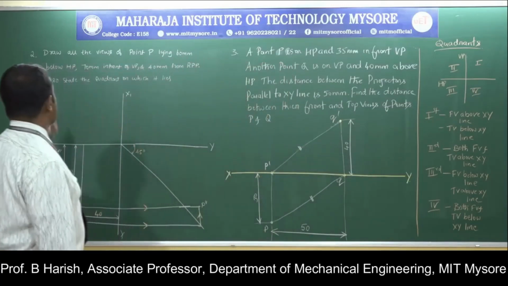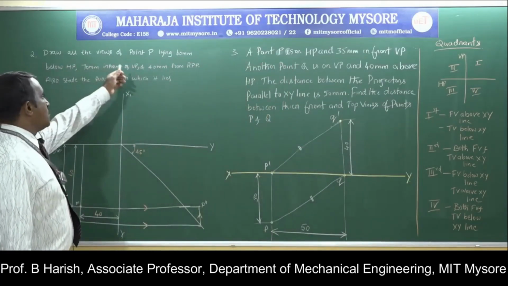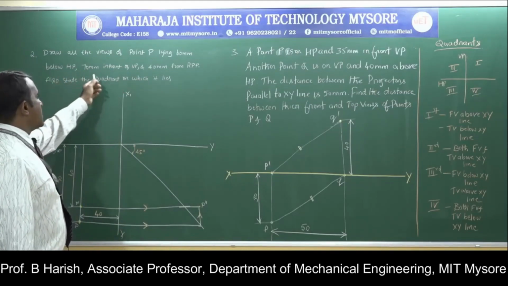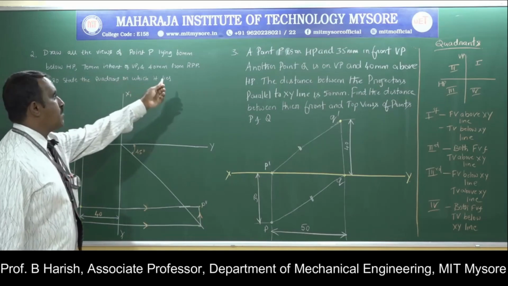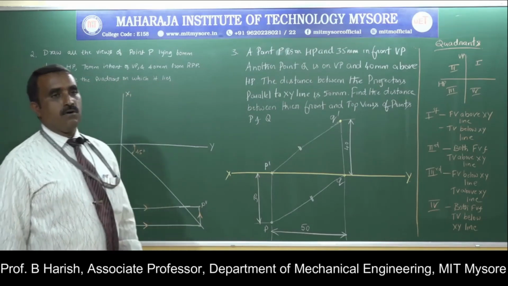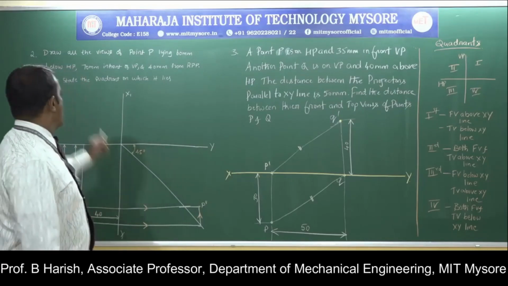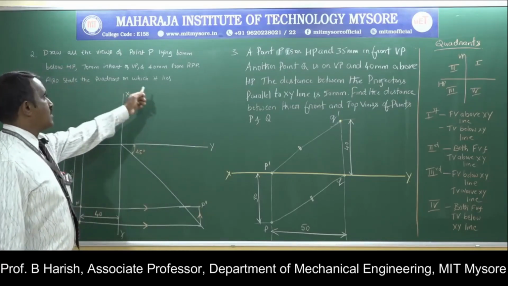The problem runs like this. Draw all the views of a point P lying 60 mm below HP, 70 mm in front of VP and 40 mm from RPP, the right profile plane. RPP is nothing but the right profile plane. Also state the quadrant in which it lies.